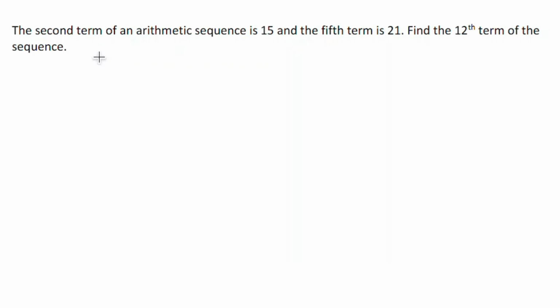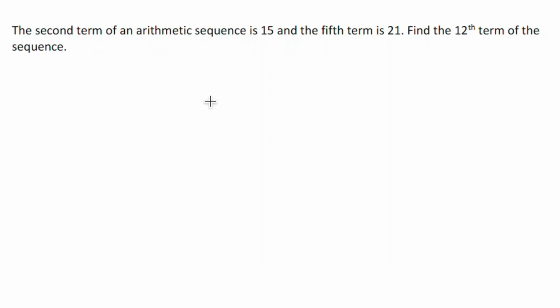In this example, we're told that the second term of an arithmetic sequence is 15 and the fifth term is 21, and we're asked to find the 12th term. So we could do this by sort of trial and error, trying to work out what it is by going between these, but let's look at the more algebraic and formal approach to solving questions like this, and we can do it using our formula.